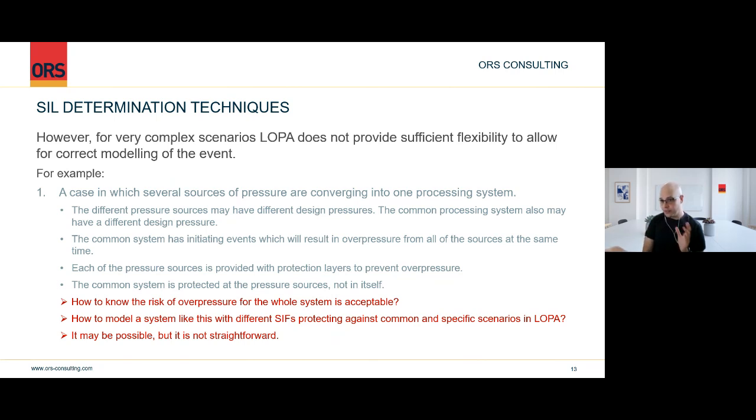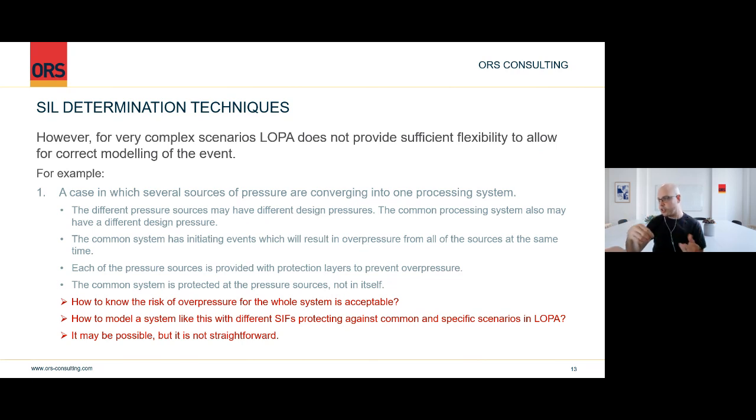So the different pressure sources, the different wells, may have different design pressures. They may have different maximum wellhead shut-in pressure. They may be coming from different formations. So that would be the most complex problem for this. And the common processing system is normally not designed for that pressure, right? It's normally not designed for the maximum pressure that the sources can generate.